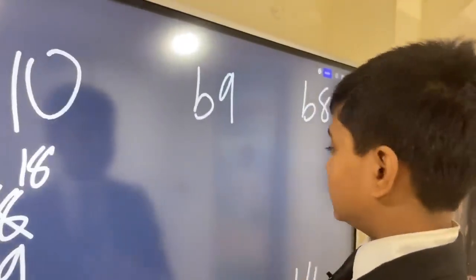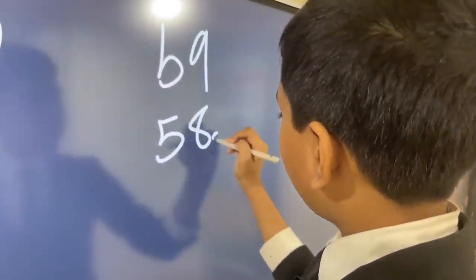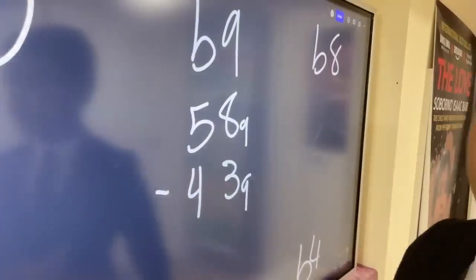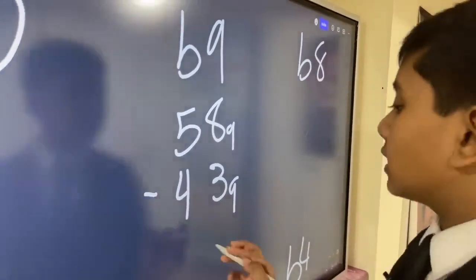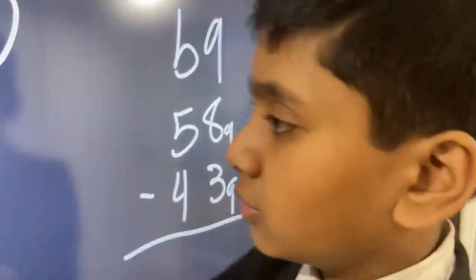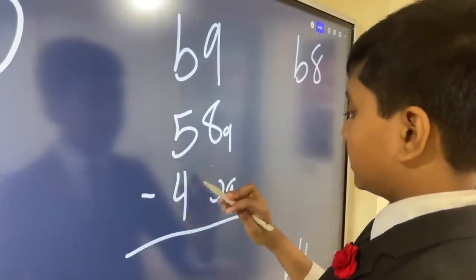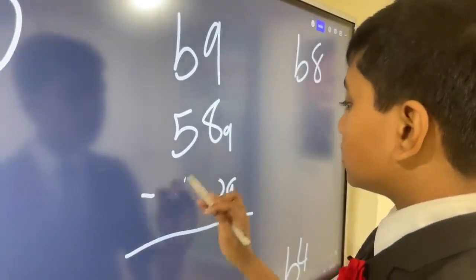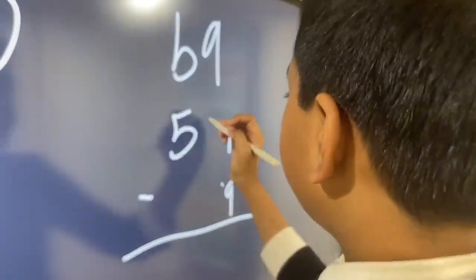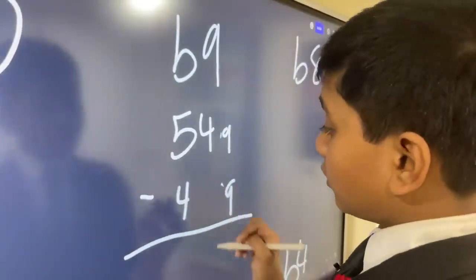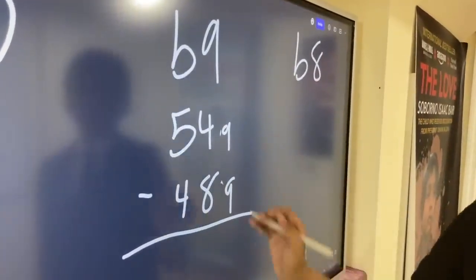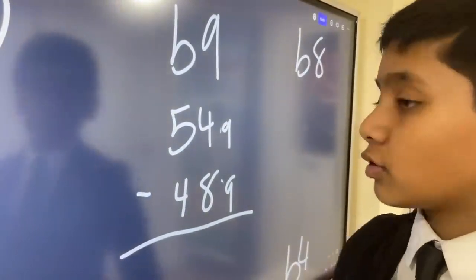Okay, base 9. Let's say we have 58 base 9 minus 43 base 9. Keep in mind, in base 9 you can't use the digit 9. So let's actually change this problem up to make it a little more interesting. So let's say this is 54 and this is 48. So 4 minus 8 is impossible here, so we're going to have to regroup.